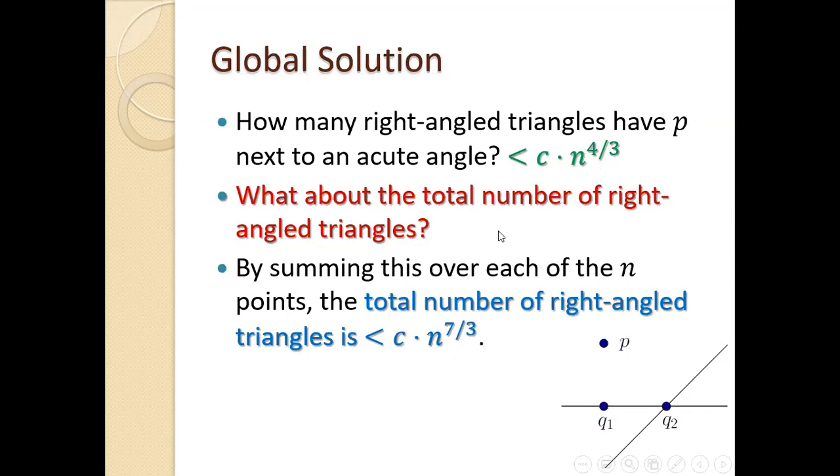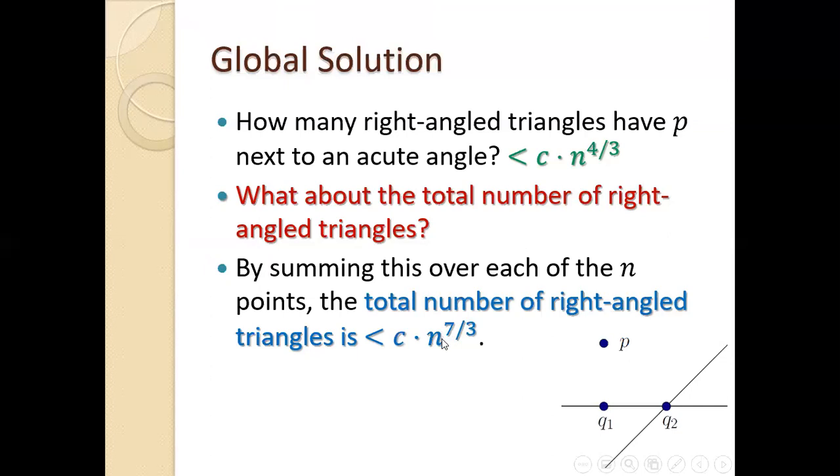Let me say it slower. Let's say we take one point. There are at most n to the 4/3 triangles that use this point. Then we go to the second point. There are at most n to the 4/3 triangles that use that point. We go to the next point. There are at most n to the 4/3 triangles that use that point. So we have n times n to the 4/3, which is n to the 7/3.